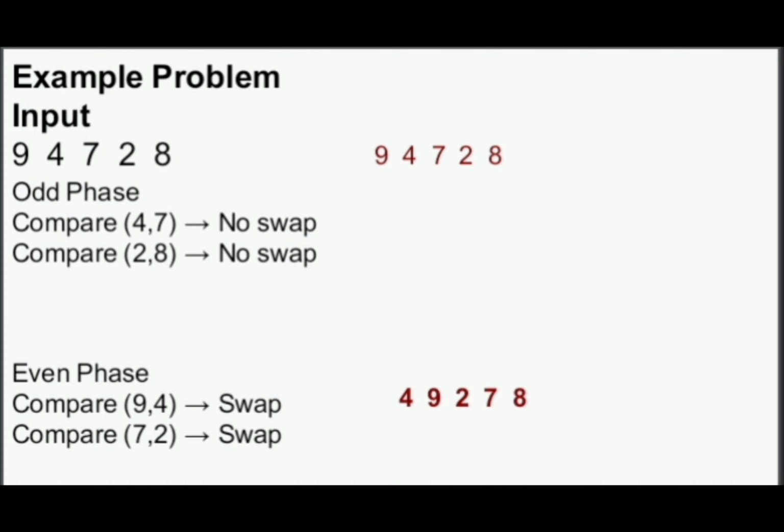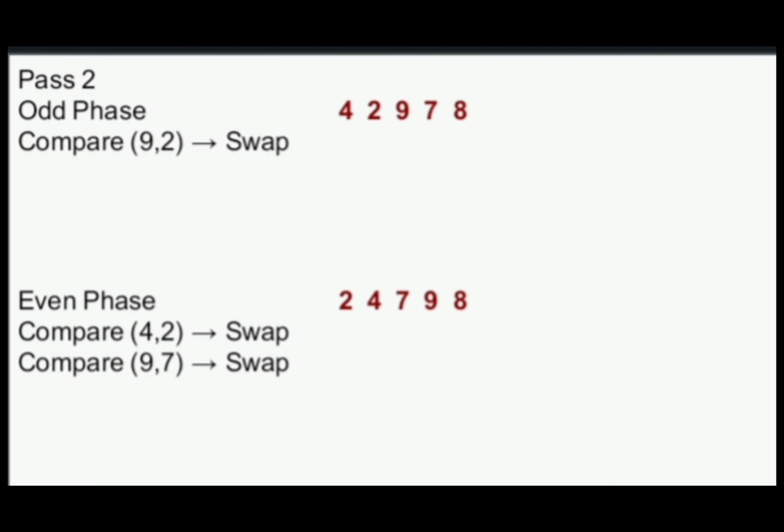First pass is completed since swaps occurred. The array is not yet sorted. So the algorithm will continue with another odd phase and even phase until no swaps are needed.